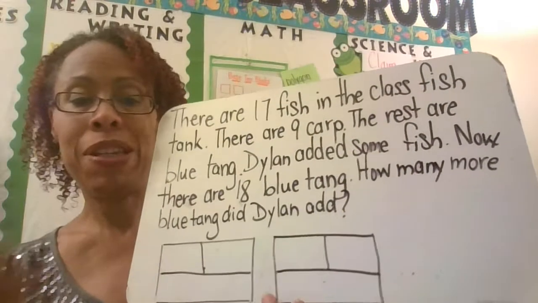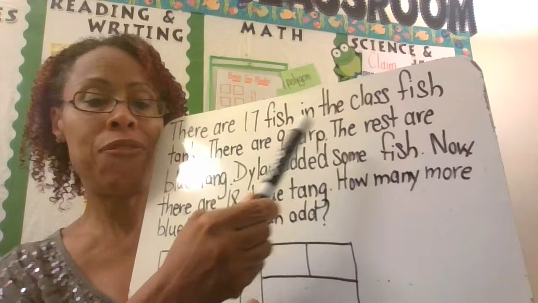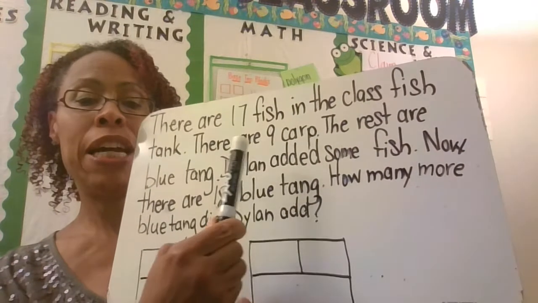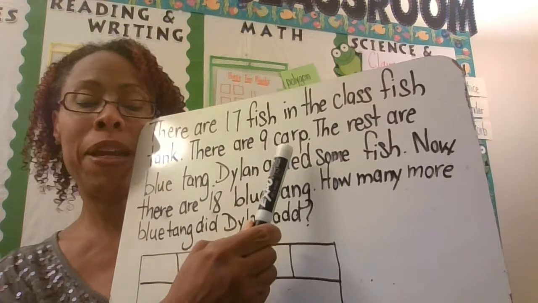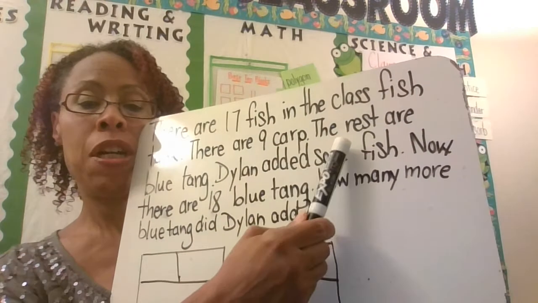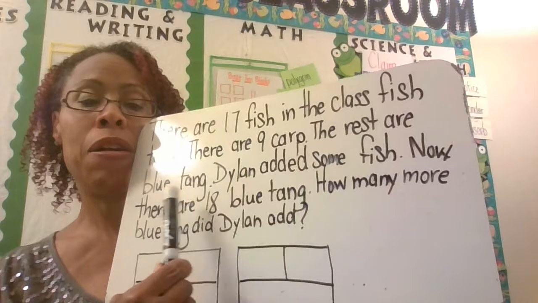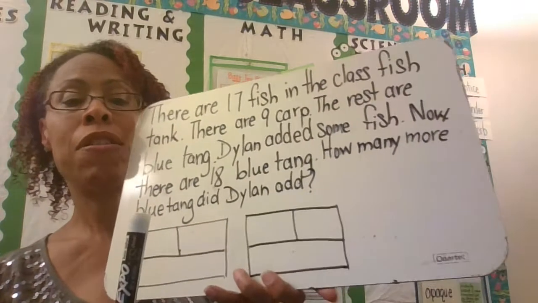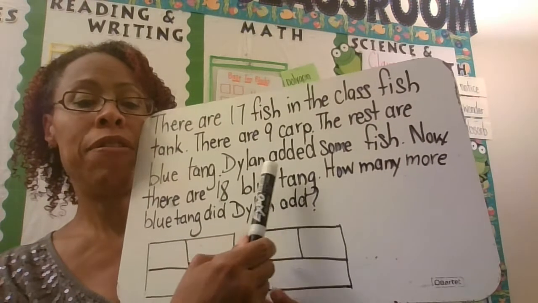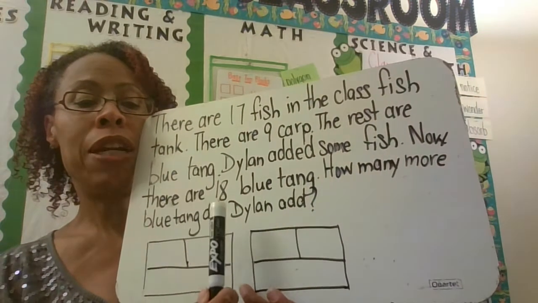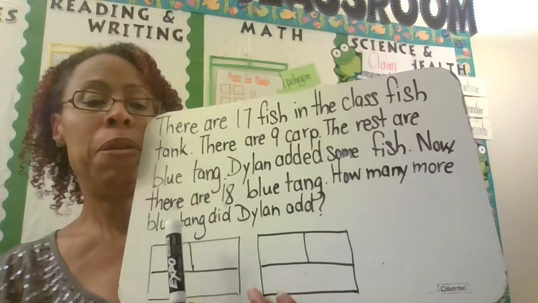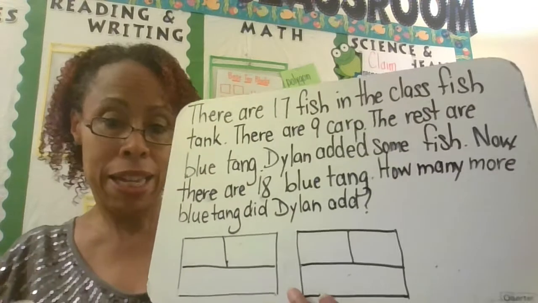There are 17 fish in the class fish tank. There are 9 carp. Carp are a type of fish. The rest are blue tang. Blue tang is another type of fish. Dylan added some fish. Now there are 18 blue tang. How many more blue tang did Dylan add?